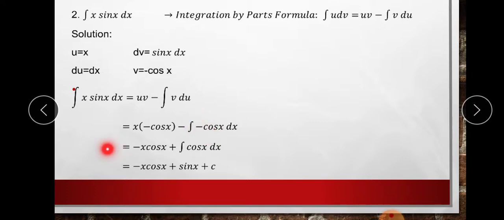So we need to simplify. The result is negative x cosine x plus the integral of cosine x dx. Then we need to integrate this part. So the result is negative x cosine x plus sine x plus c. This is the final answer of example number 2: negative x cosine x plus sine x plus c.